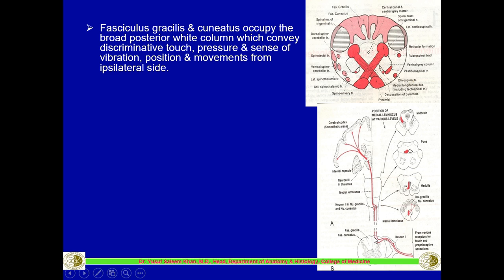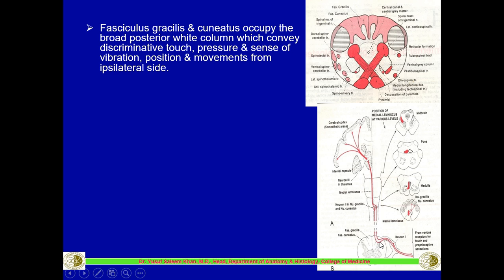These are the sensory fibers. Now you can see here, these are the dorsal nerve rootlets, and here you can see the dorsal nerve nuclei. So these are the first order neuron. They are entering into the fasciculus gracilis and cuneatus, and they are running on the same side. So they are coming from the same side. They also cross, but at a later stage.